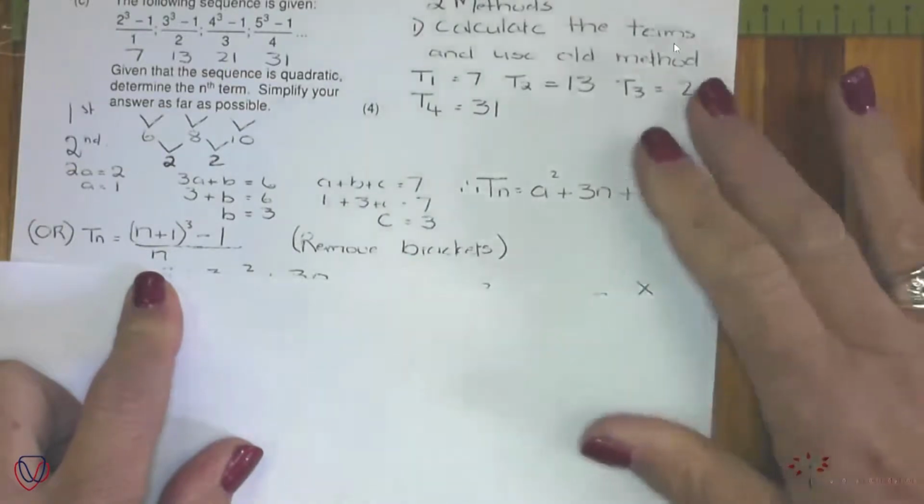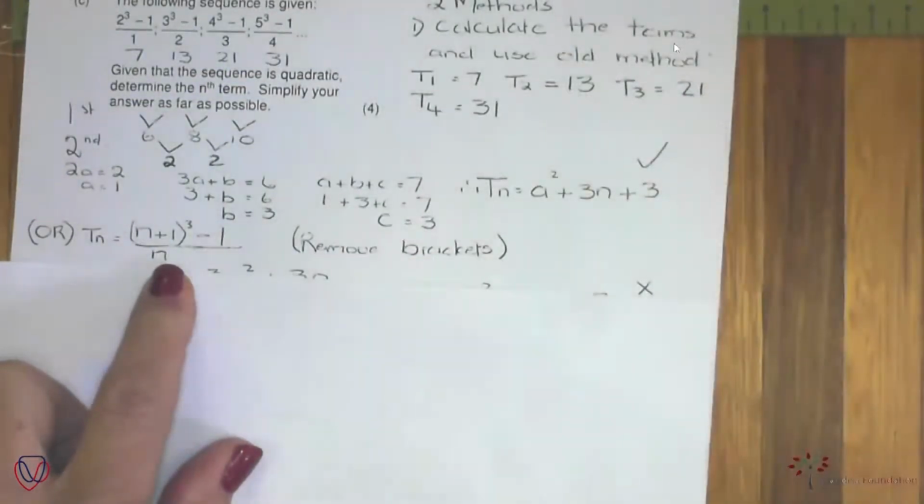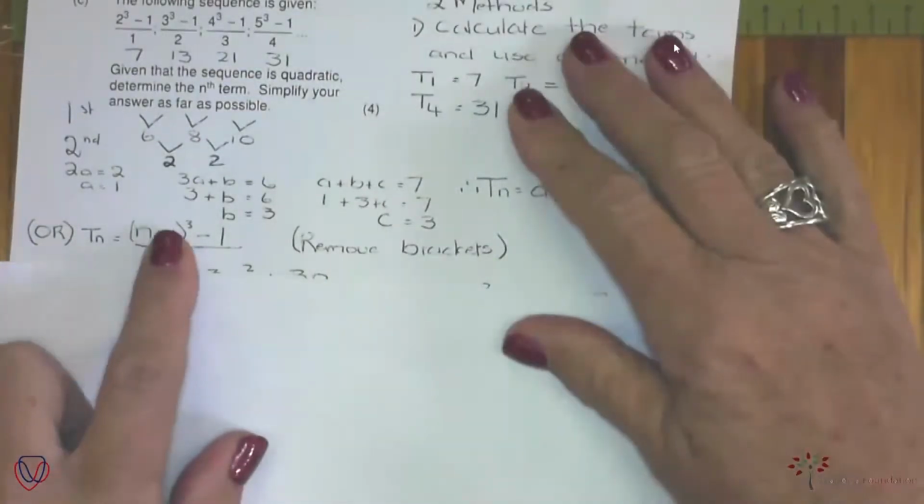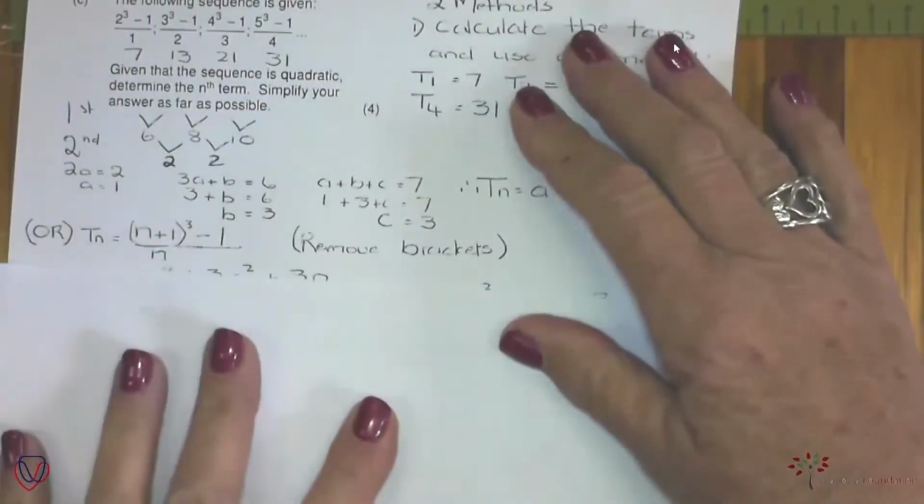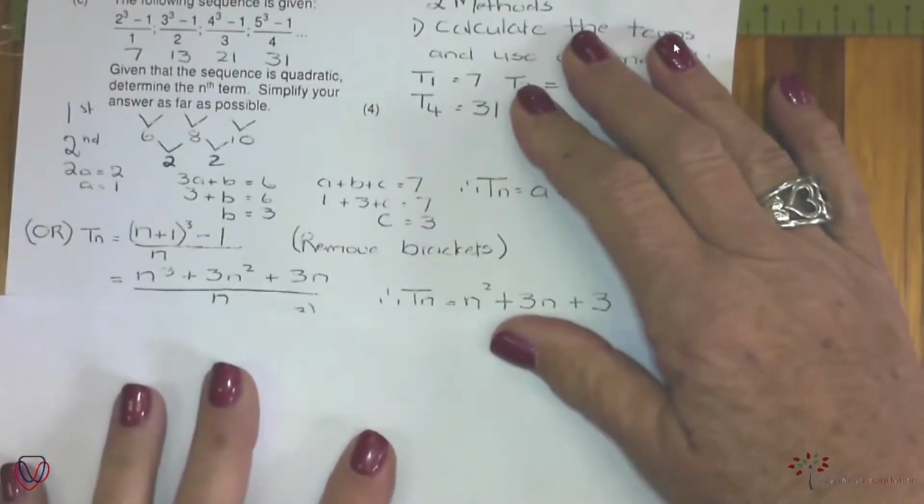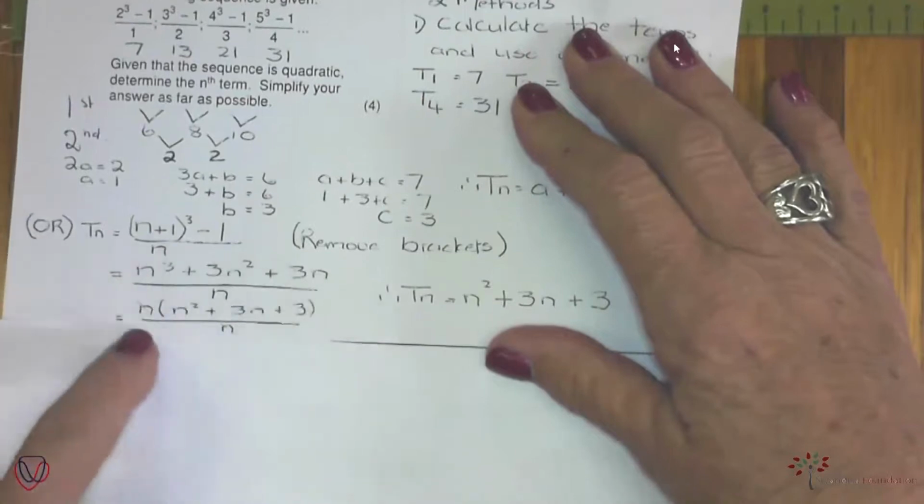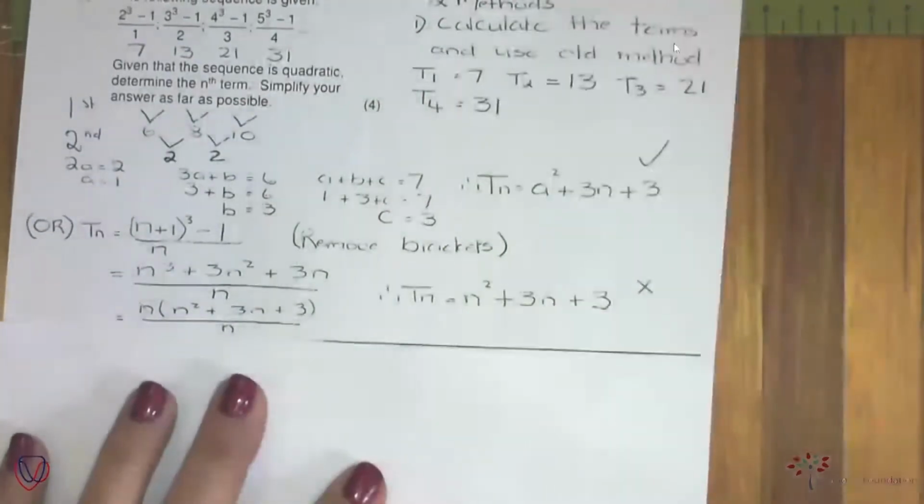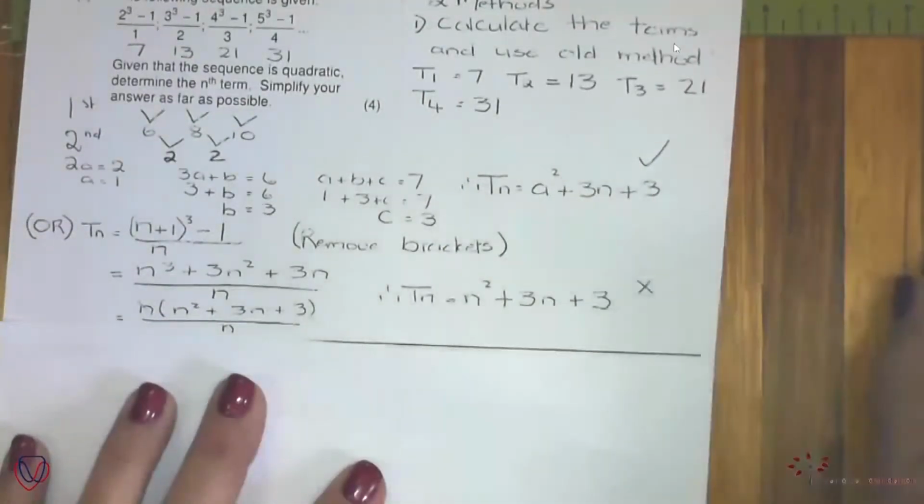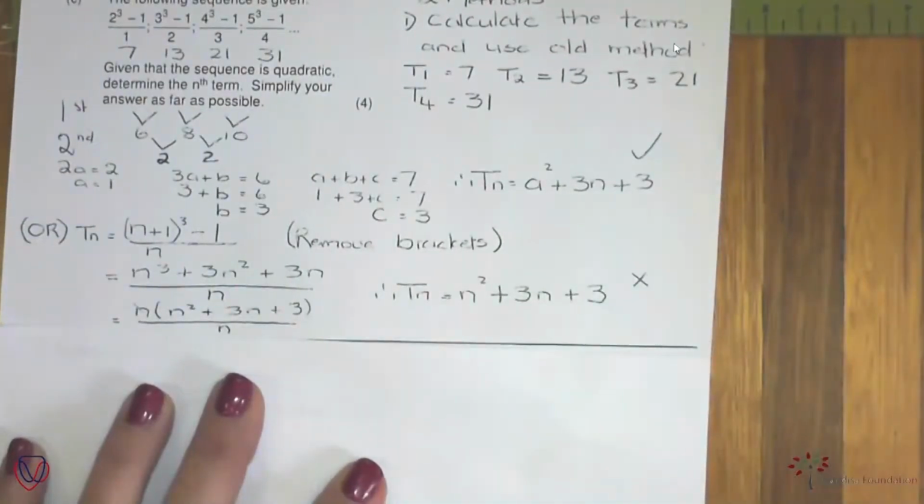Not very difficult, but it's going to be difficult for a lot of you. So I'd rather do that method. And then if you've done that, look at this. You remove the brackets, you get that. You take out n as a common factor, you cancel. And voila, look at this. It's a way shorter method.